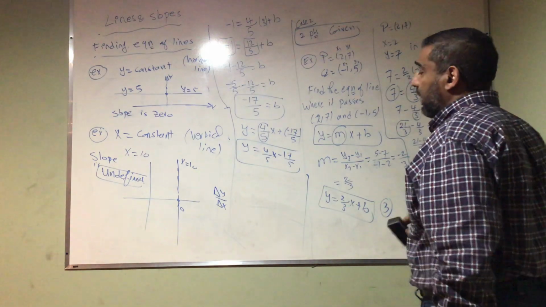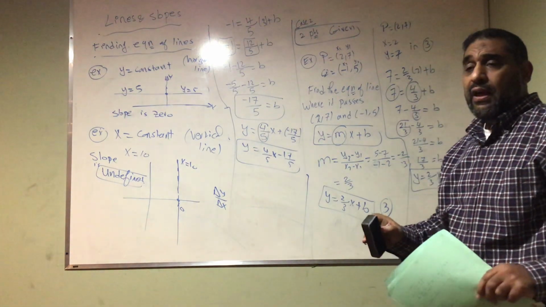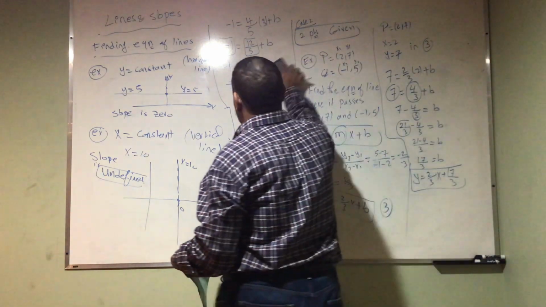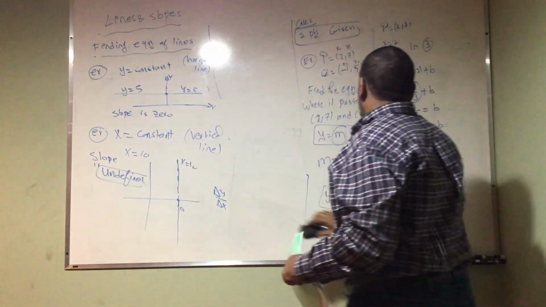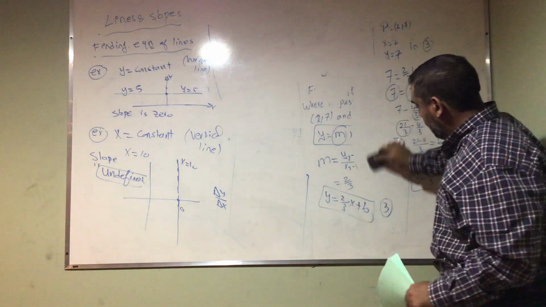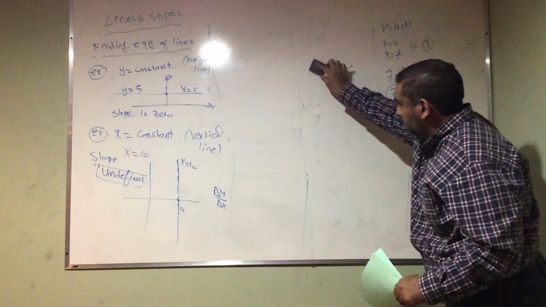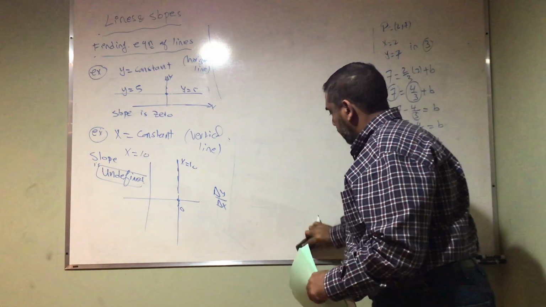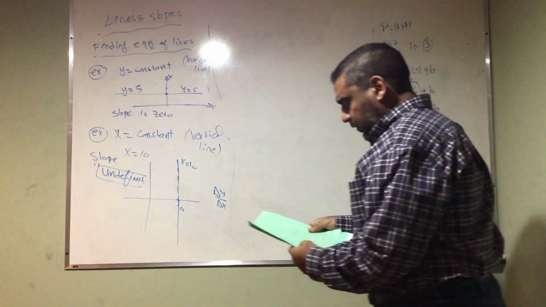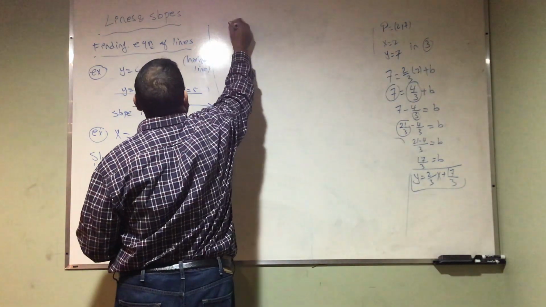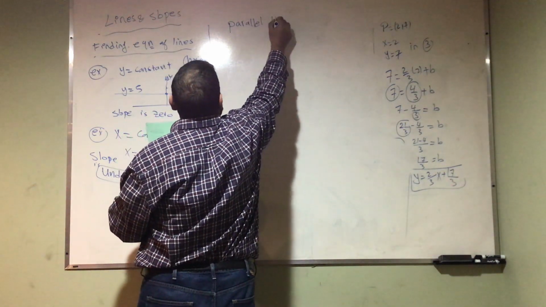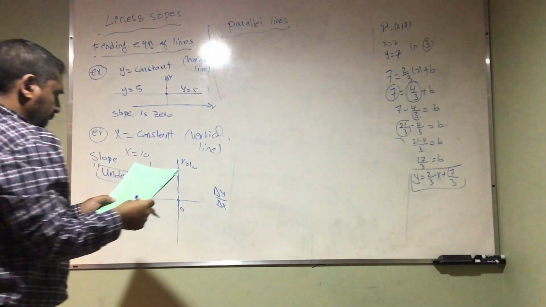I have to give you another topic: when you have two lines, they can be perpendicular or parallel, and then I can finish this section. All right, guys, so what I have here is parallel lines. So I should write here parallel lines.